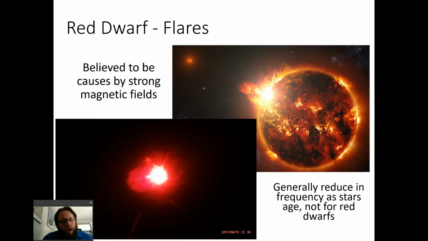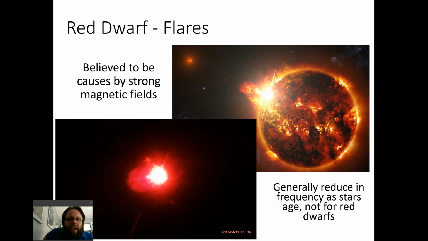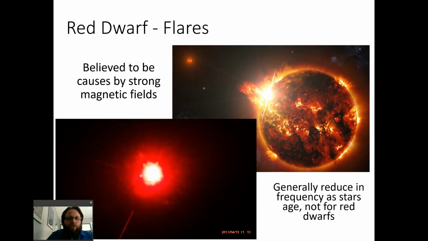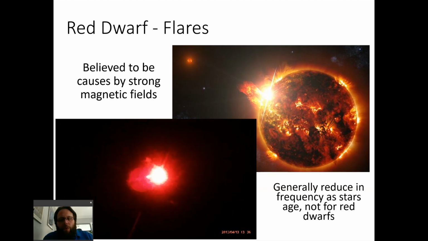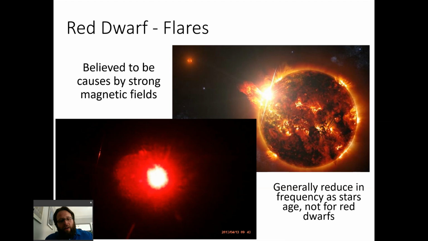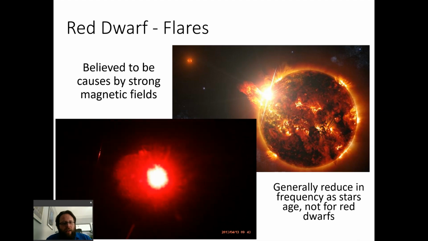So, I mentioned earlier about the convection regions of a star and how they cause strong magnetic fields. And so those strong magnetic fields cause quite a lot of flaring. And as you can see here in this animated GIF, you can see a flare coming off of a red dwarf star there. And we observe a lot more flares within a red dwarf than in other stars.